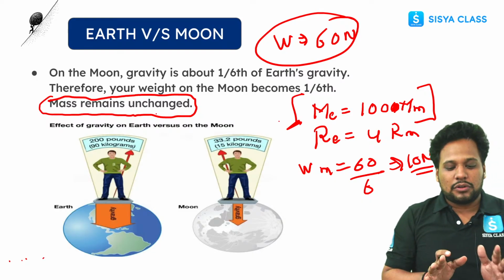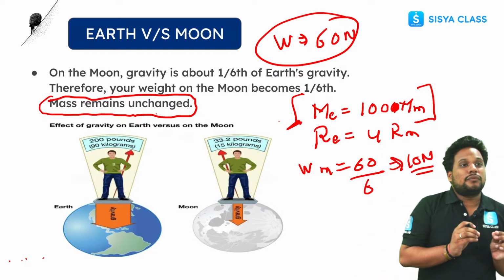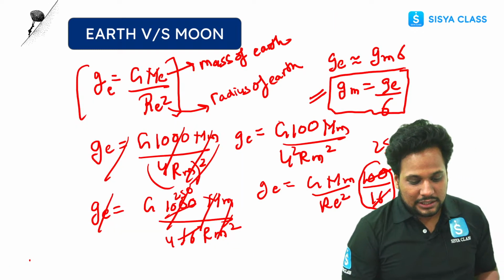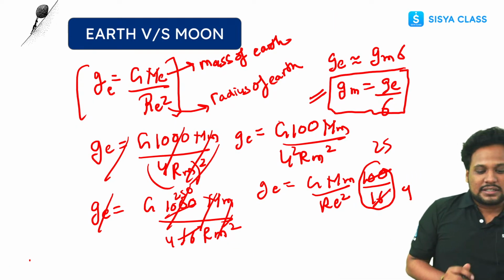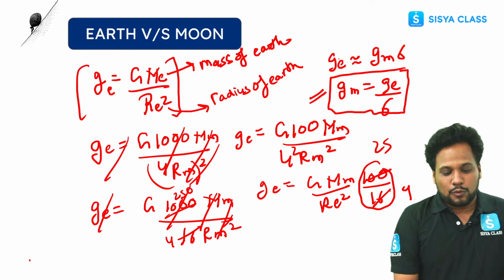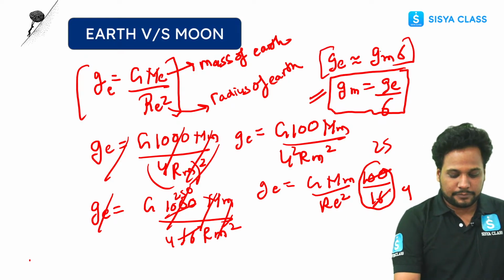Just remember that the mass of earth is near about, I'm not telling you that this is the exact amount, near about 100 times that of moon. And if you calculate this, you will get that G of earth is near about 6 times that of G of moon. This is clear now? Okay.